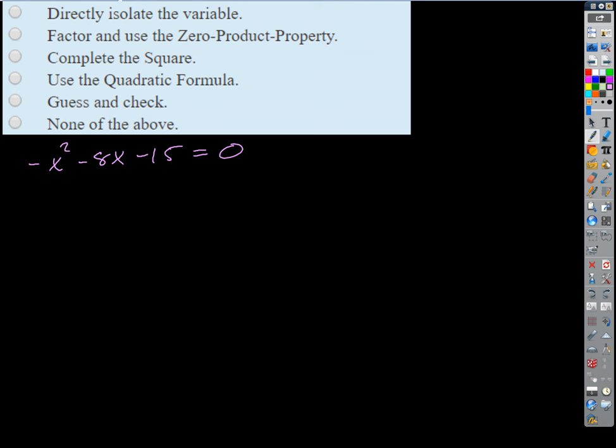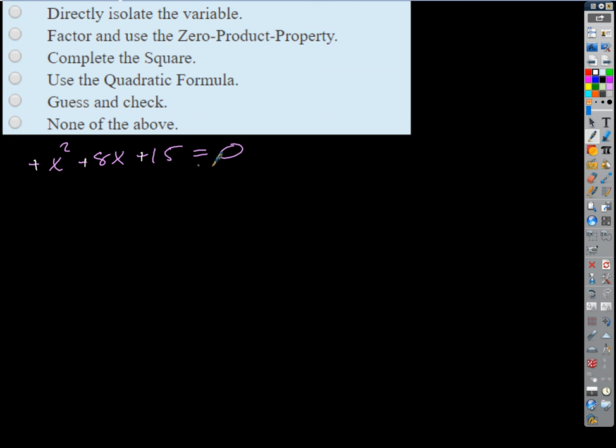Divide or multiply by -1, get the same result. What is that? It just changes the sign of everything, doesn't it? 0 stays the same, obviously. Right, so I end up with x squared plus 8x plus 15. Now I can ask myself, okay, what's the best method here? Yeah. Complete the square would work. Is there an even easier one?